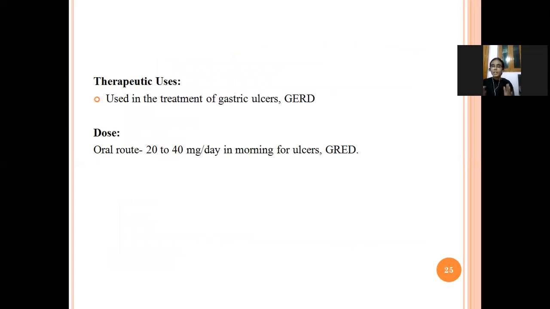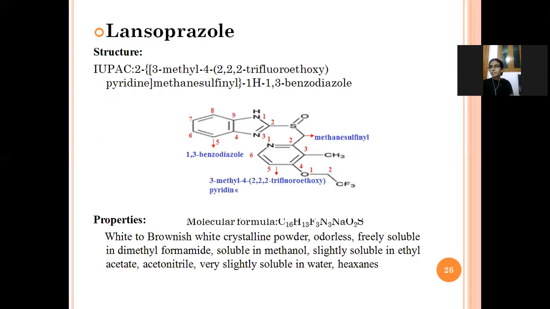Uses, it is used in the treatment of the gastric ulcers and GERD disease. So this drug dose should be 20 to 40 mg per day in the morning for the ulcers and GERD disease. So next drug is lansoprazole, and this is the structure, and IUPAC name is 2,3-methyl 4, 2,2,2-trifluoroethoxy pyridine methane sulfonyl 1,3 benzodiazole.